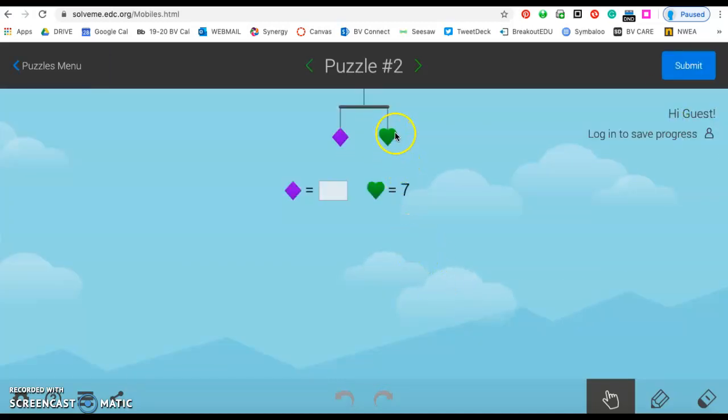Okay, so this one looks a little bit different because what is it missing at the top? It does not give us a value. But I still see that it has a bar with 2 variables hanging down, and the bar is level. And then when I look down below, I see they've given me the value of the green heart. The value of the green heart is 7. So if the value of this side is 7, and this bar is hanging nice and even, then the value of this one must also be 7.